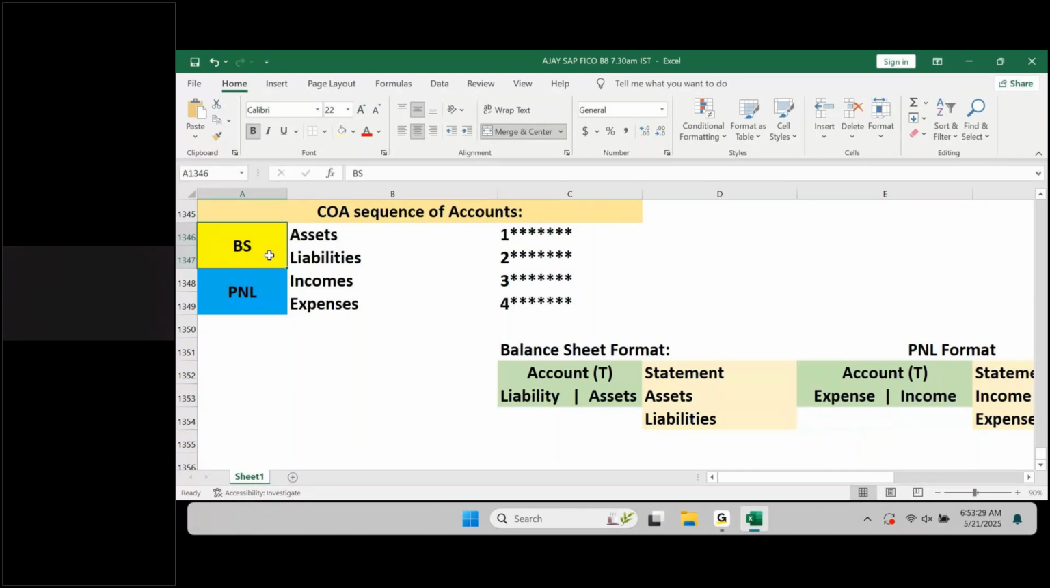If the GL account is starting from 1, you will understand this is an asset-related GL account. If any GL account is starting from 2, you understand this is a liability-related GL account. Similarly, if any account is starting from 3, you understand this is an income-related GL account. On the other side, if any account is starting from 4, it is an expense-related GL account.